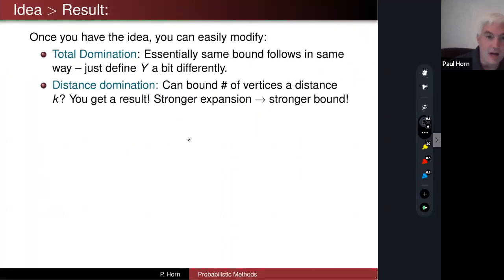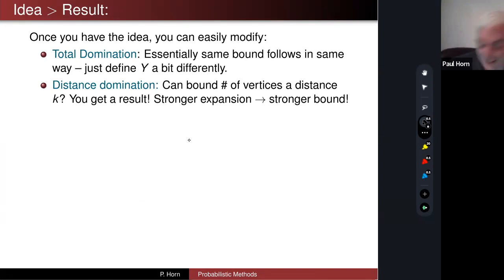But one thing that I want to highlight is that in many ways, it's the ideas in this probabilistic method that are more important than the result. Once you have the idea, you can take it and run with it. For instance, I can use this exact same method to get bounds on lots of different dominating things.